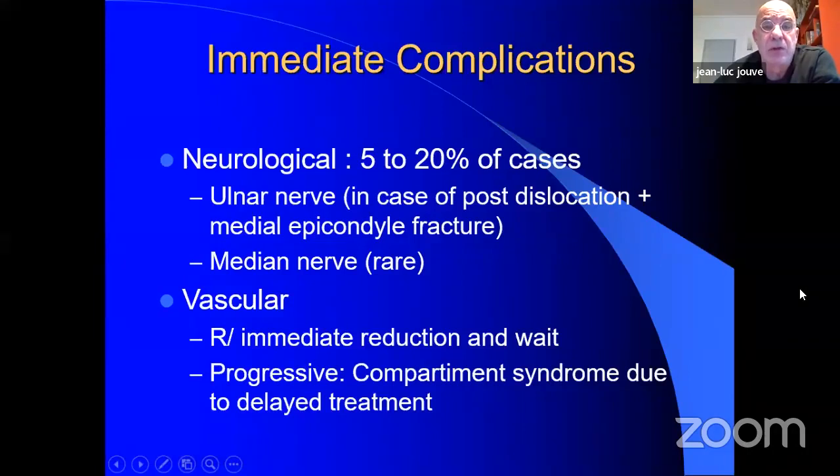The complications of elbow dislocation. First, neurological complications. It is 5 to 20% of cases.